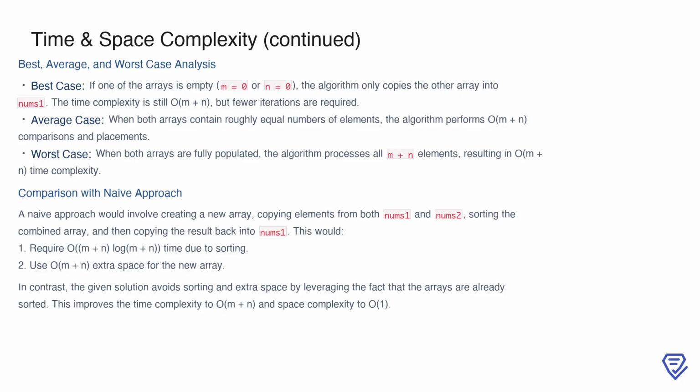Now, comparing this to a naive approach, where you might create a new array, combine nums1 and nums2, sort the combined array, and then copy the result back into nums1, the time complexity would increase to O(m plus n log(m plus n)) due to sorting, and the space complexity would rise to O(m plus n) for the additional array. The given solution is much more efficient because it takes advantage of the fact that the input arrays are already sorted, reducing both time and space complexity to O(m plus n) and O(1), respectively.